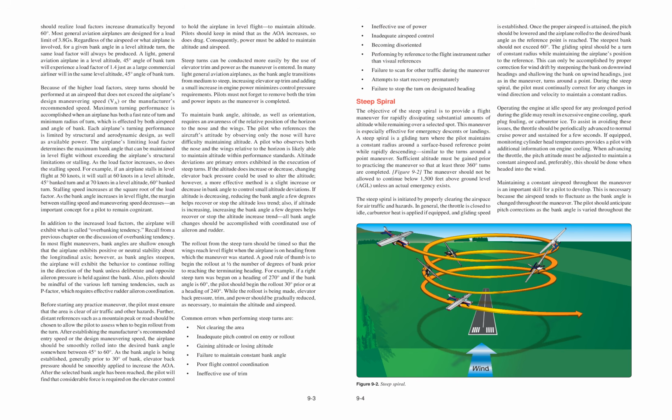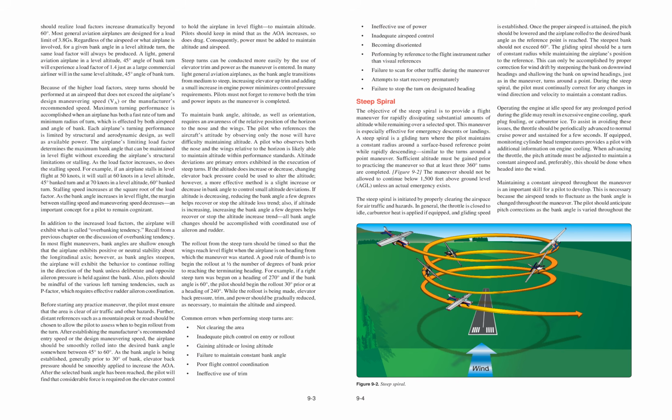Common errors when performing steep turns are: not clearing the area, inadequate pitch control on entry or rollout, gaining altitude or losing altitude, failure to maintain constant bank angle, poor flight control coordination, ineffective use of trim, ineffective use of power, inadequate airspeed control, becoming disoriented, performing by reference to the flight instruments rather than visual references, failure to scan for other traffic during the maneuver, attempts to start recovery prematurely, and failure to stop the turn on the designated heading.